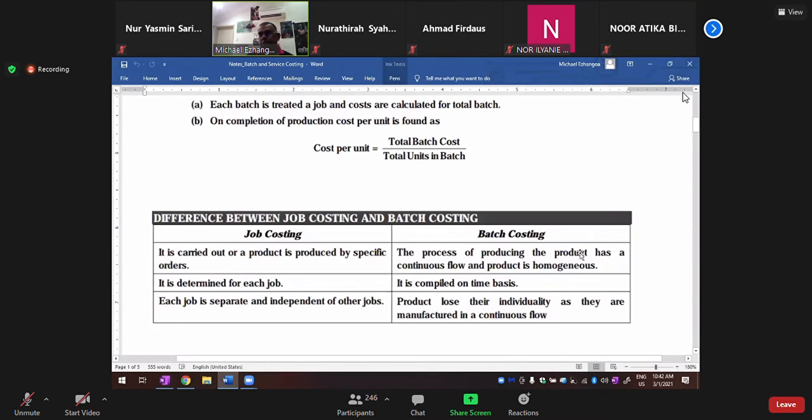Process costing: the process producing the product has a continuous flow, and products are homogeneous. Be careful. In job costing, cost is determined for each job, compiled on a time basis. That means once you complete the batch, you accumulate the cost for that batch. And I repeat, to find the cost of one unit within the batch, we take the total batch cost and divide by units in the batch. Simple, right? Each job is separate and independent of other jobs. Products lose their individuality as they are manufactured in continuous flow. Each unit within the batch is the same. I'm repeating my point.